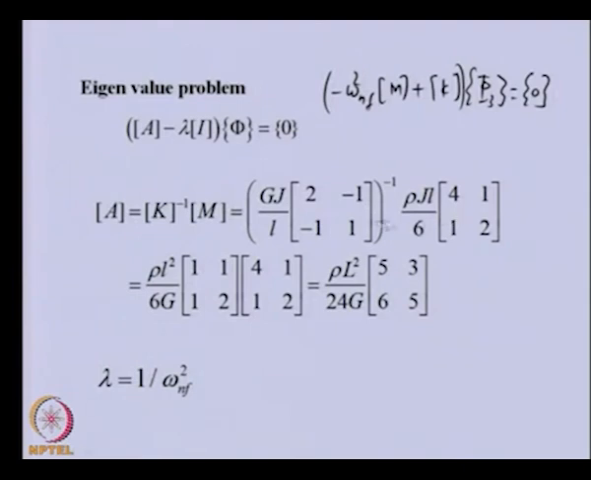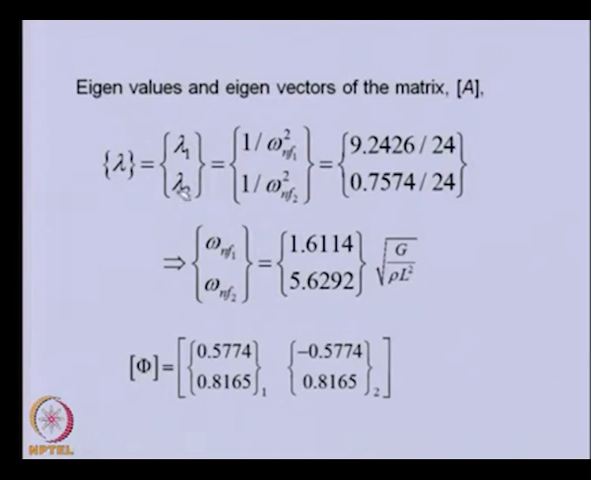We can do the multiplication of this, and we will get this. Now if we solve the eigenvalue problem of this matrix, we will get two roots like this, and these two roots are nothing but the inverse of the natural frequency square, because eigenvalues are defined like this. If we invert this and take the square root, we will get the same natural frequency values which we obtained earlier. So directly from the eigenvalue problem we can obtain the natural frequency.